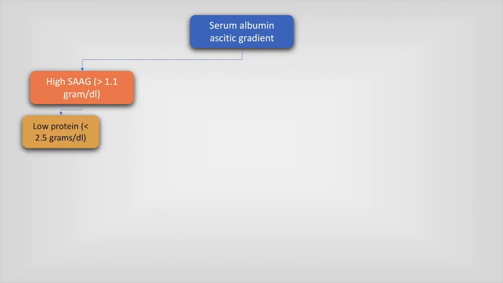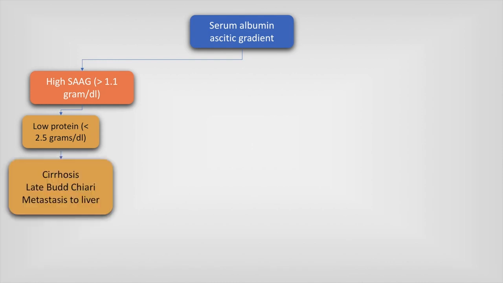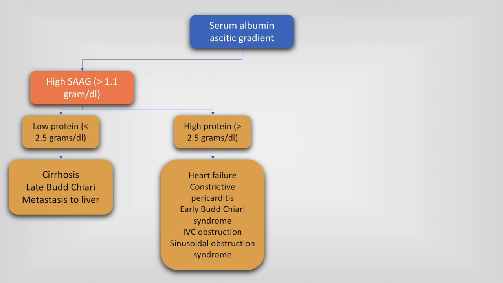High SAG may be further subclassified into high SAG low protein ascites. In this case, low protein is defined as less than 2.5 grams per deciliter, and the causes for such a condition are cirrhosis of the liver, late Budd-Chiari syndrome, or metastasis to the liver. The patient may also have high SAG high protein ascites, and the differential diagnosis of high SAG high protein ascites is heart failure, constrictive pericarditis, early Budd-Chiari syndrome, IVC obstruction, and sinusoidal obstruction syndrome.